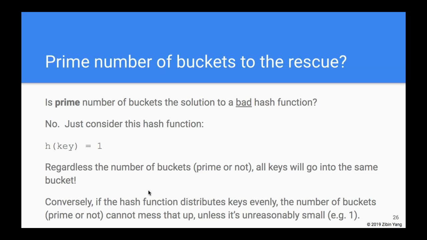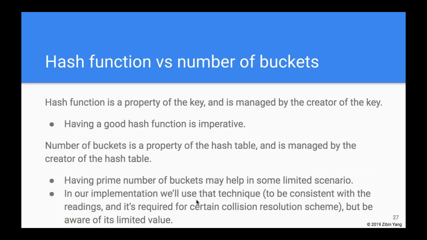Now, on the other hand, if a hash function already distributes keys evenly, the number of buckets, whether it's prime or not, really cannot mess it up. The only way that it can mess things up is if the number of buckets is really, really tiny, like 1. Then it doesn't matter how good the hash function is, everything's going to end up in the same place. So the conclusion is that having a good hash function is very, very important. And you'll see me repeat this throughout the rest of the lectures on hash tables.